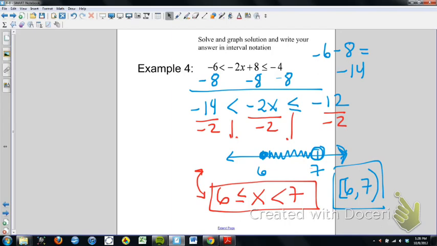Okay, and that's the end of learning how to solve, graph, and write in interval notation inequalities, including compound inequalities.